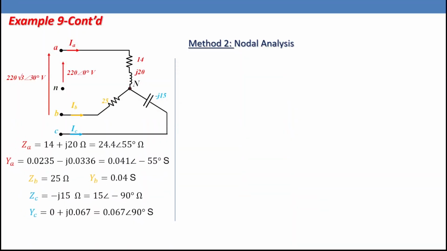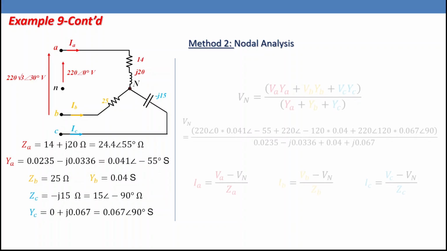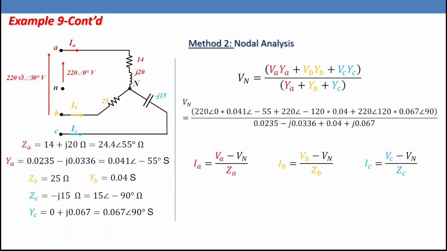If we would like to solve the problem using nodal analysis method number 2, we are going to find the potential of the point N, where Vn equals (VA YA plus VB YB plus VC YC) over (YA plus YB plus YC). Remember, the voltages here are phase voltages. Then we substitute in this equation and find Vn. At that time, we can find the current. For example, phase A current equals (VA minus Vn) over ZA, and the same for phases B and C.